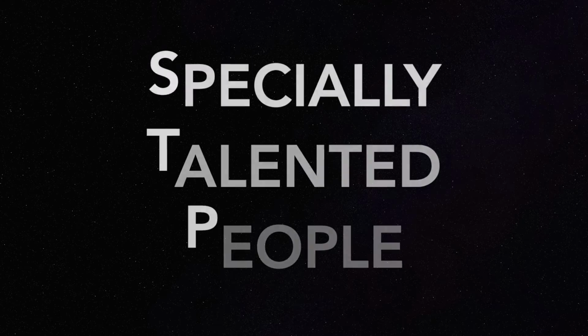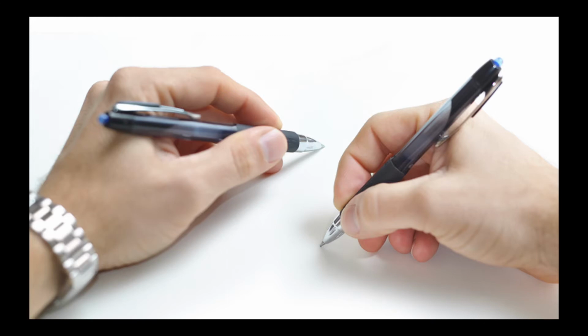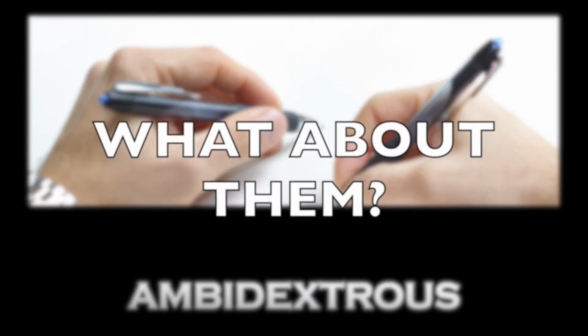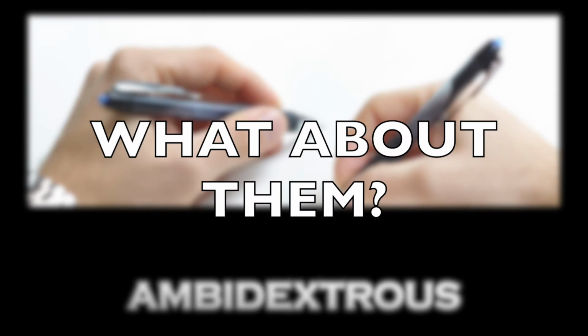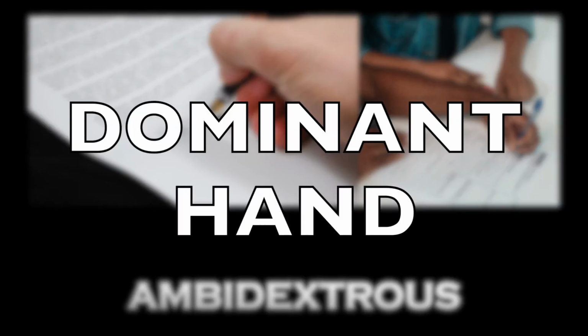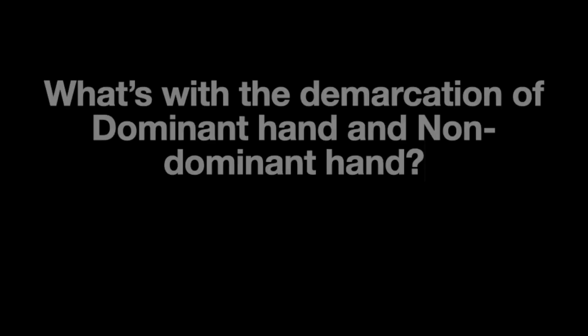But there are also specially talented people who can write with both hands and are very comfortable using both hands for anything and everything. The ambidextrous ones. What about them? For such people, we ask them which hand they use to sign on documents, and that hand would be called the dominant one. So, what's with the demarcation of dominant hand and the non-dominant hand?